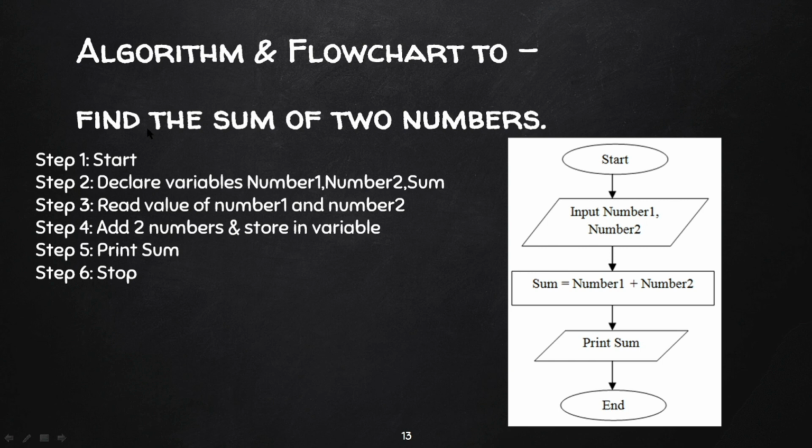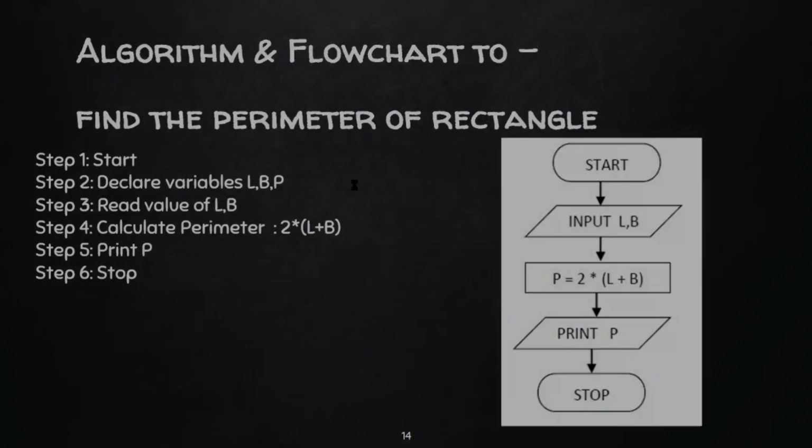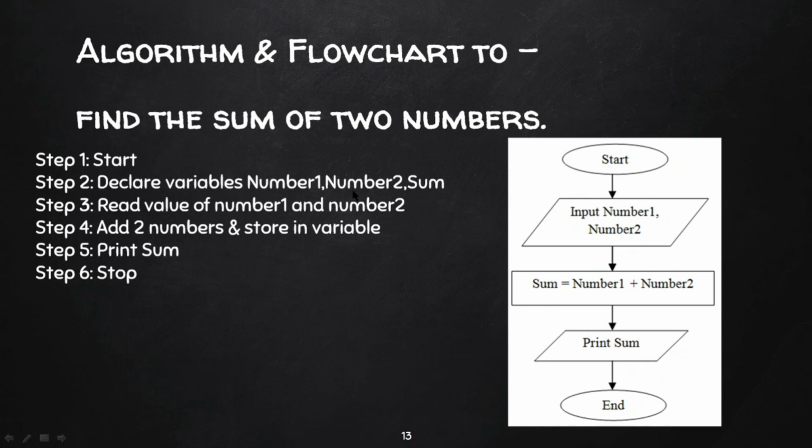For the algorithm, step one will start; we write start in each algorithm. Step two: when we are dealing with programming, we have to declare variables which can store values. A variable is a placeholder or name which can store a value in programming. So declare variable number1, number2, and sum. Why sum? Because after calculating the addition of the two numbers, we have to store it in a variable. Number1 stores the first number, number2 stores the second, and sum stores the addition value.